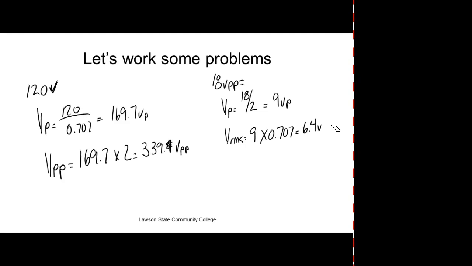If it's a true RMS meter, it could be non-sinusoidal. Your negative could be bigger. Your positive could be bigger. Your negative could be distorted. Your positive could be distorted. It doesn't make any difference. A true RMS meter will measure the effective voltage. So that's the advantage of it.